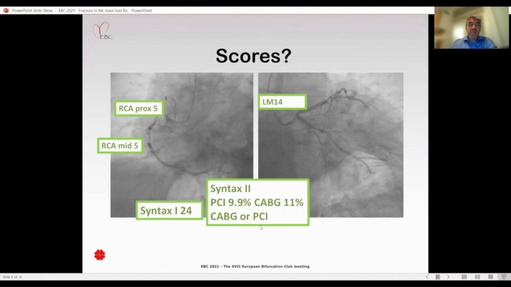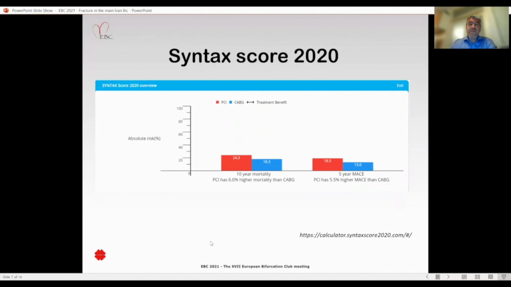SYNTAX 2 stated that there's an equipoise between the suggested treatment of PCI and CABG, and the surgical EuroSCORE 2 yielded relatively high mortality due to the urgency of the procedure and an ongoing ischemia. The recently developed SYNTAX score 2020, which used data from the SYNTAX trial and another 3 trials that analyzed patients with multivessel disease, showed a slightly higher mortality with PCI and MACE events compared to CABG.